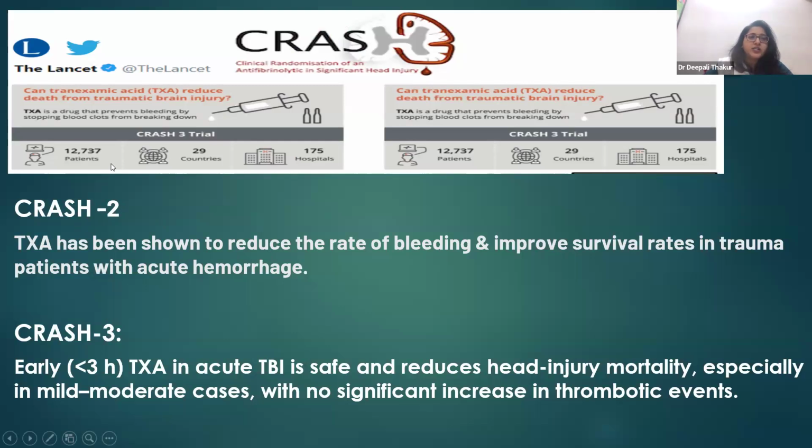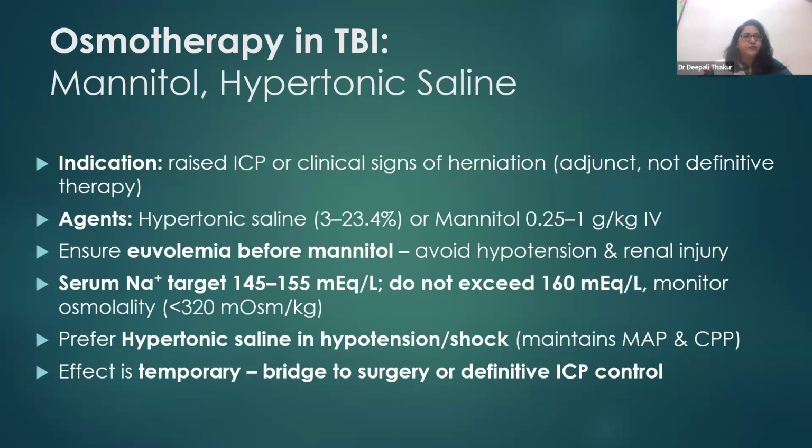CRASH 2 study was done in a large number of patients, with multicentric studies. CRASH 3 study was specifically conducted in traumatic brain injury, and what they found is whenever tranexamic acid 1 gram bolus over 10 minutes followed by 1 gram over 8 hours infusion was given within 3 hours of trauma, it was found to be safe and it was found to reduce head injury related mortality, especially in mild to moderate cases. And no significant thrombotic events were observed. So this we are practicing routinely in our trauma ward.